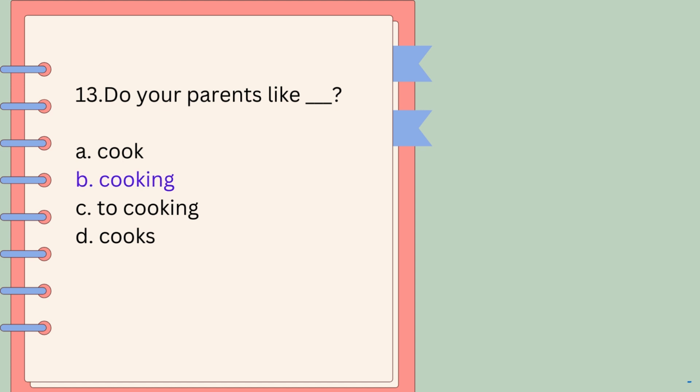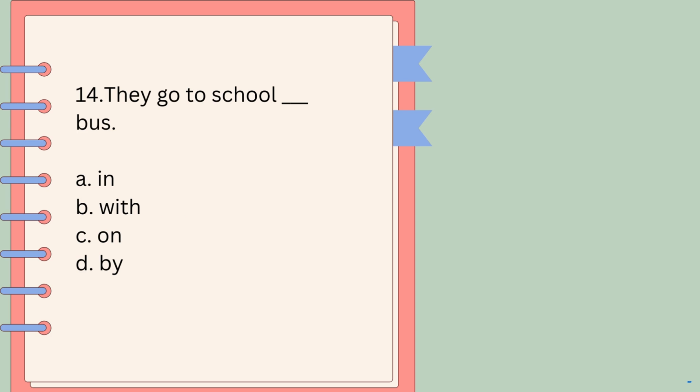Cook is a verb, and when you use it with ing, you turn it into a noun actually. This is what gerunds and infinitives do. So, do your parents like cooking? Cooking is not a verb anymore. It's like a noun. It is the answer B.